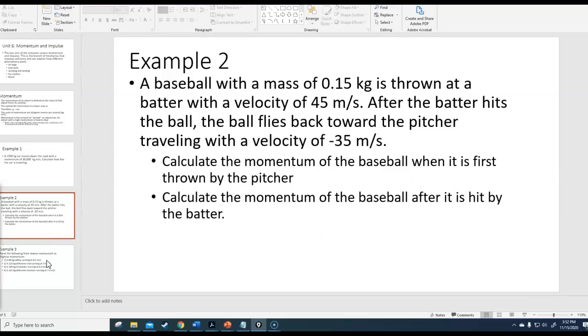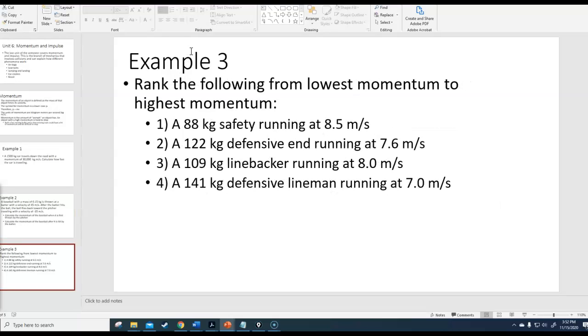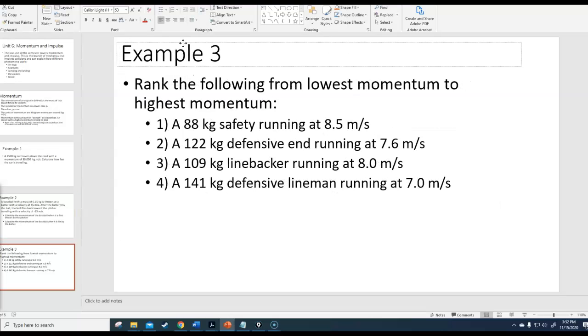Okay, so example 3. I want you to try to do example 3 on your own. I actually got these numbers a couple of years ago. I went to the NFL Combine website and took some random people on there who play different positions, and I looked at their numbers on some of the different events at the Combine. I converted their weight from pounds to kilograms, and I converted their speed from miles per hour to meters per second. So all these values are actually pretty realistic values for players in the NFL at least.